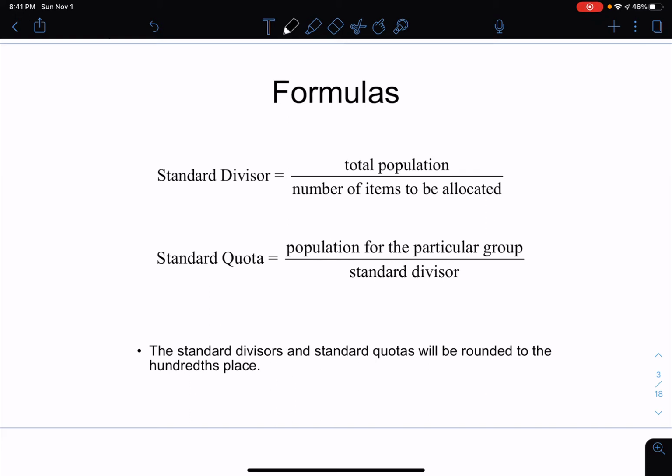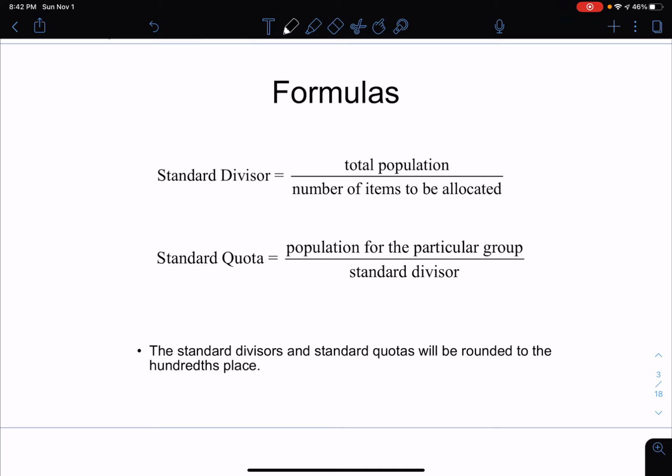So you take the population for that group and divide by the standard divisor. So you're saying, okay, if state A has 800,000 people, we're trying to divide that by how many people per representative to see how many representatives they should get. If there's supposed to be 5,000 people per representative and a state has 40,000 people, then they should get 8 representatives because they have 8 groups of 5,000 people. That kind of thing. So that's what the standard divisor and the standard quota is doing for us.